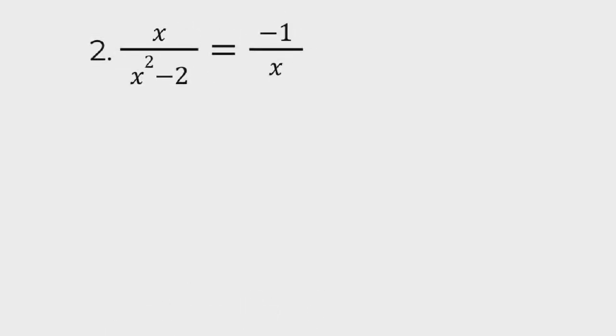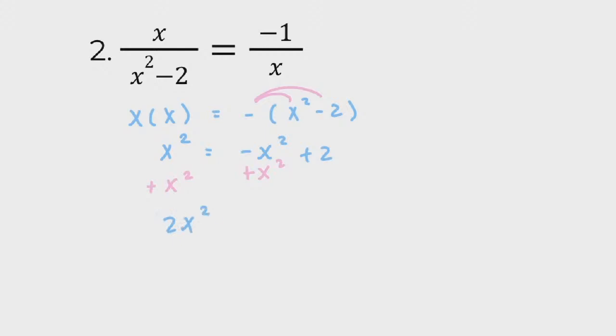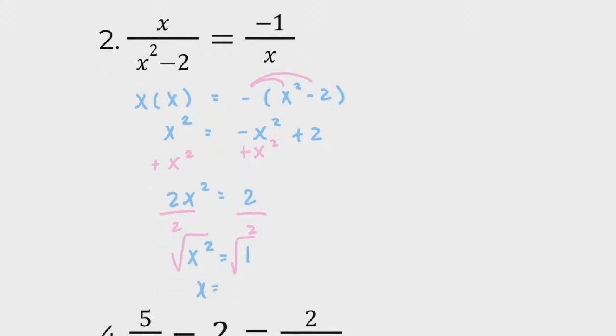In this next one, we also don't have addition or subtraction, so again, we're going to cross multiply. So we'll get x times x equals negative (x squared minus 2). Then we're going to distribute this negative and multiply, so we get x squared equals negative x squared plus 2. Add x squared to both sides, so we get 2x squared equals 2. Divide by 2, we get x squared equals 1. And then square root both sides, and we get x equals plus or minus 1.